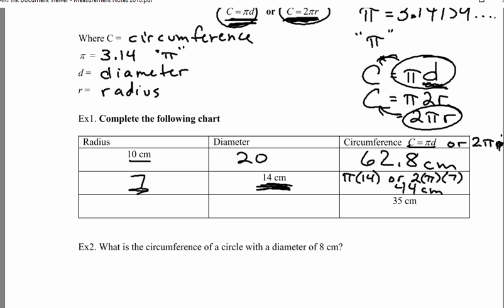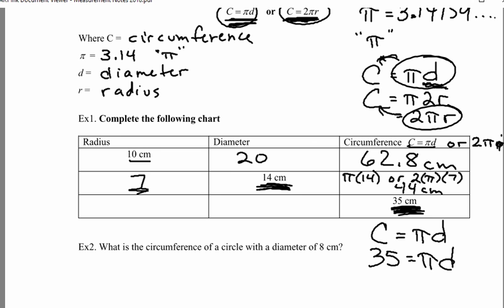Now the last one's a little different, because the last one gives us circumference. Well, this is again where some algebra comes into play. Start with your formula. Circumference is pi times d. Well, what do we know this time? This time we know that circumference is 35. Pi is pi. We're trying to find the d.